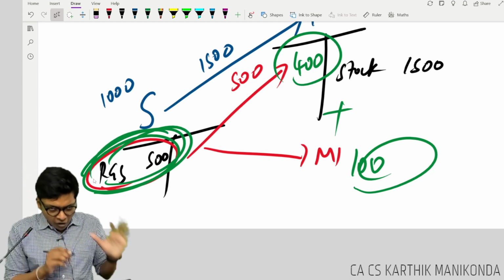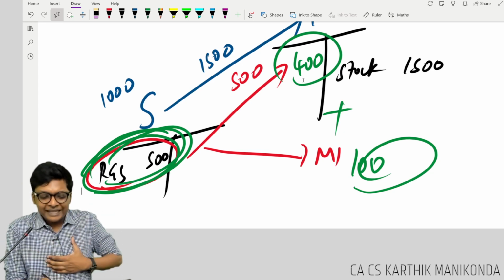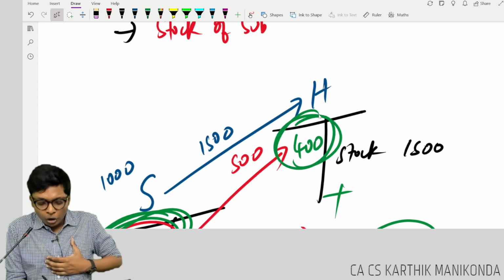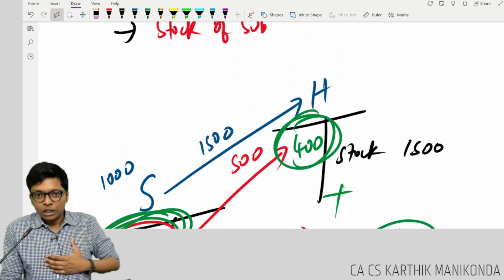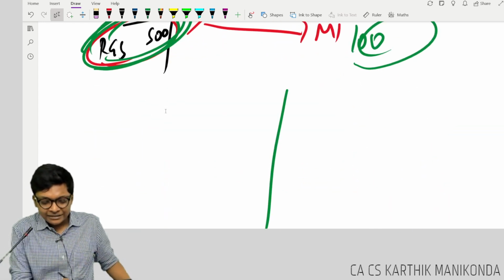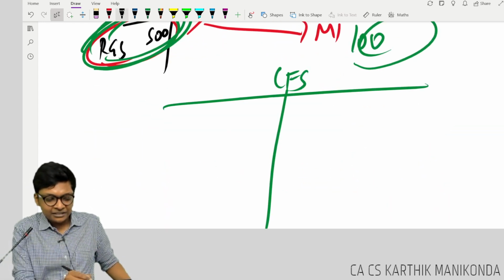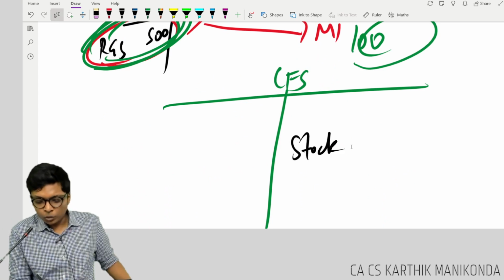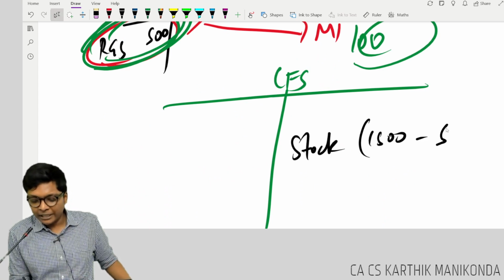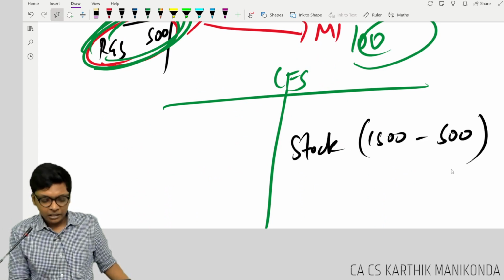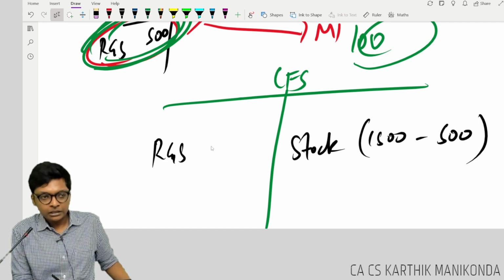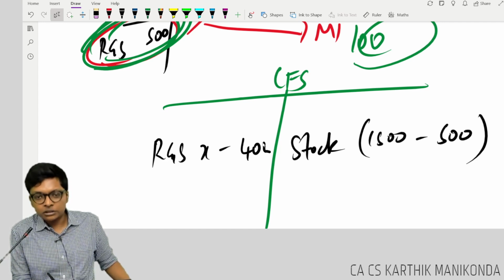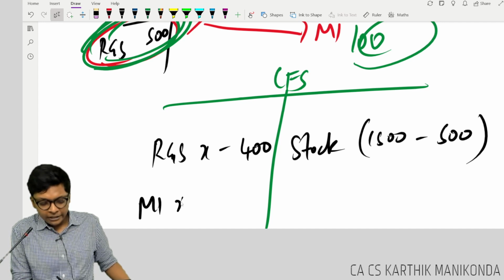So profit of subsidiary only. This profit is taken by holding and minority. So I will basically reduce like this. In my consolidated financial statements, my stock was 1500. Now I will reduce 500. My reserves and surplus, whatever the value, I will reduce 400. And from minority, whatever the value, I will reduce 100.